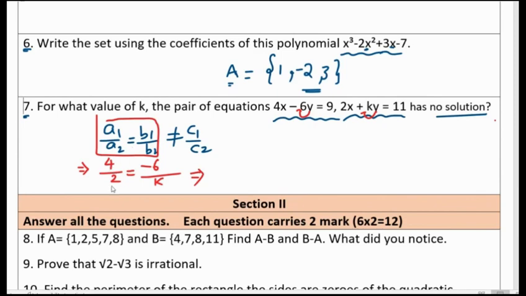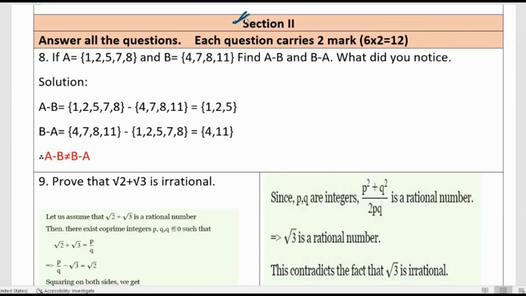So based on the above condition, 4 by 2 is equal to minus 6 by k. When two fractions are equated, we have to do cross multiplication. 4 times k is equal to minus 12. k is equal to minus 12 by 4, which is nothing but minus 3. Now we'll discuss section 2 problems.